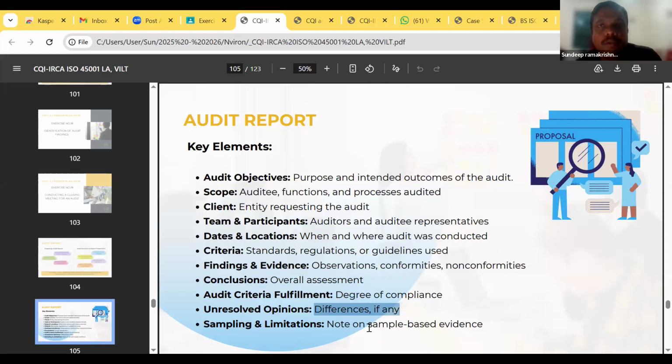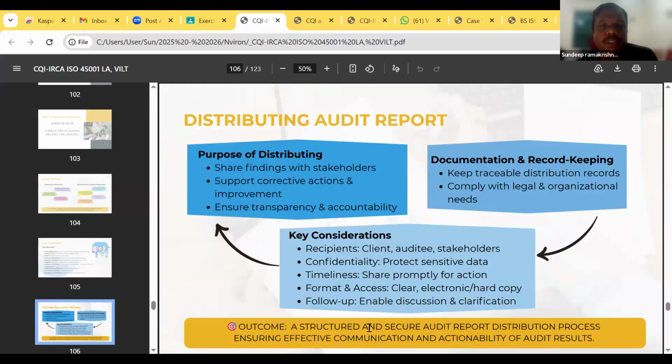As I told you, an audit is based on sampling. The limitation of sampling always applies. This statement should be available in every audit report. Once the report is made, you have to distribute it to all the important stakeholders. You share findings with stakeholders, support corrective actions and improvement, and ensure transparency and accountability. The audit report is stored with the certification body on their servers, with correct traceability, and they will comply with legal and other requirements.